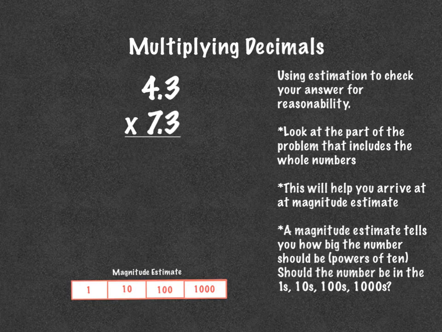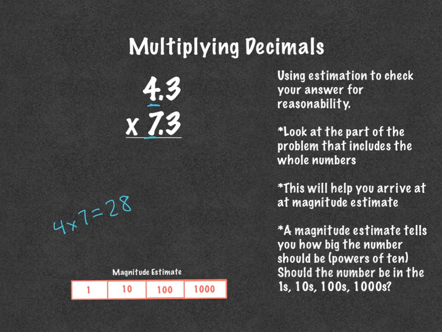So if we look at this, I didn't mean to move that, sorry. We have 4 in the ones place of this top number, and we have a 7. So if we were to take 4 times 7, that answer is 28. So our answer is going to be somewhere close to 28. And if we think about magnitude estimate, magnitude meaning, is our answer going to be in the ones place, the tens place, the hundreds, or the thousands?